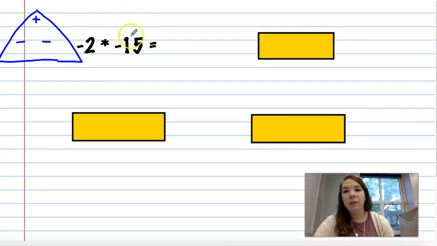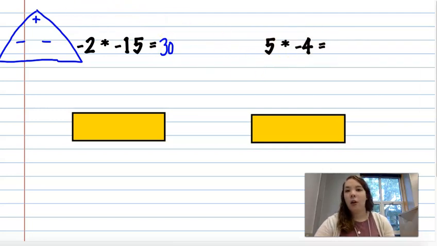Okay, so a negative times a negative is a positive. 2 times 15 is 30. One of each, one positive and one negative, gives us a negative solution. 5 times 4 is 20.